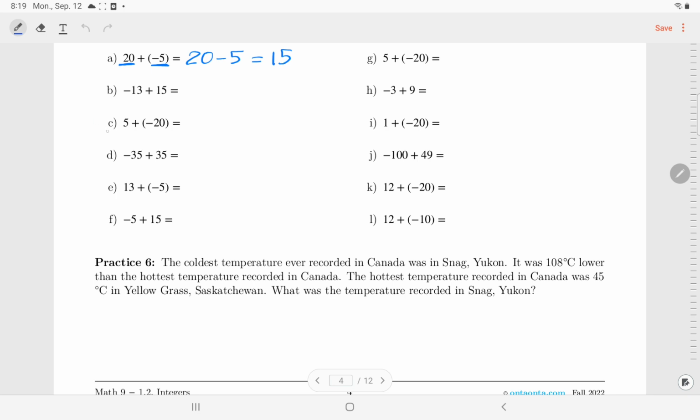Let's look at C. Now we have 5 and negative 20. In this case, the negative integer is larger than the positive. We have 20 negative signs and only 5 positive. So our answer must be negative because we owe more than we have. 20 minus 5 is 15.